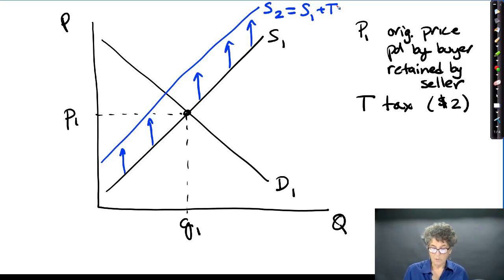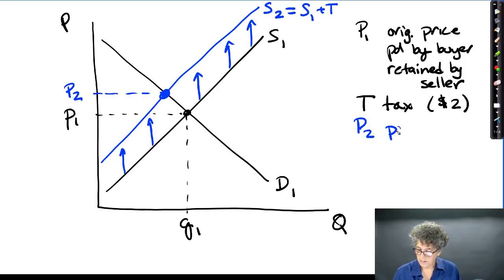So what happens? They want to pass the entire tax on to the buyers, but the demand curve is downward sloping, which means that as the price goes up, there are fewer individuals who want to buy this product. The equilibrium price is going to settle at the intersection of supply 2 and demand 1. So I'm going to dash that over, and that's price P2. Price P2 is what's paid by the buyer. So that's now going to be the price that the buyers pay when they purchase this product.